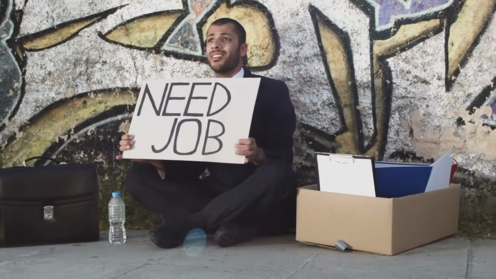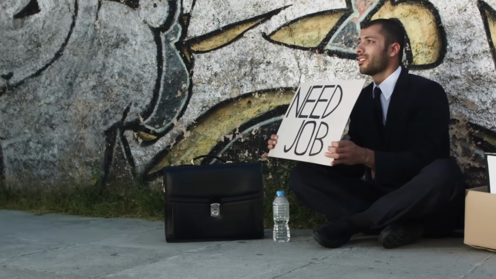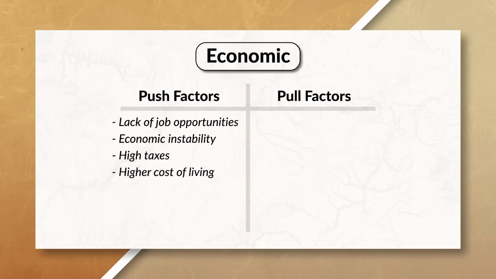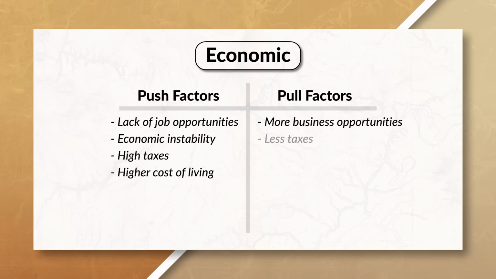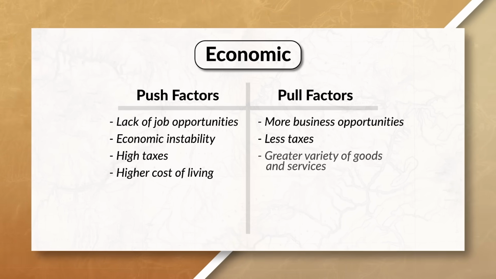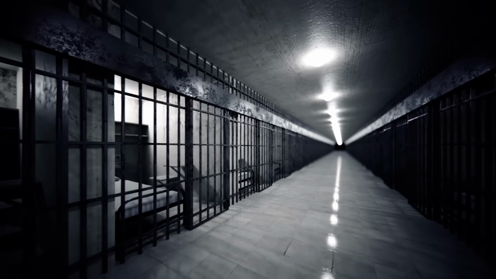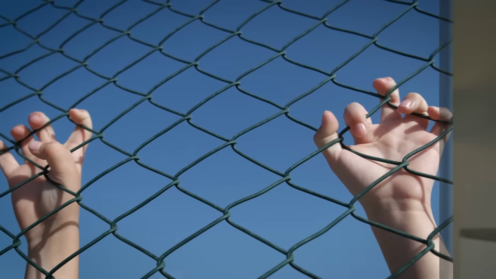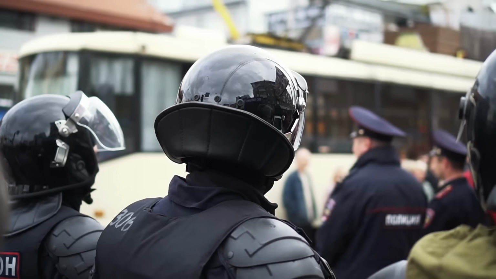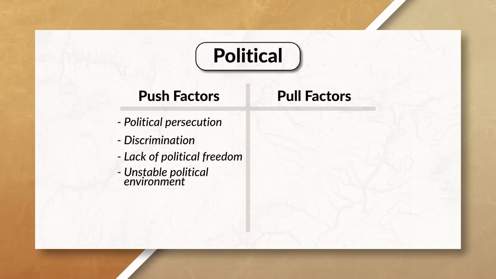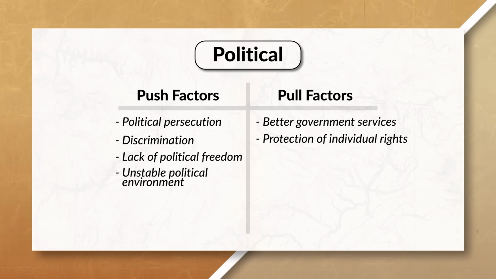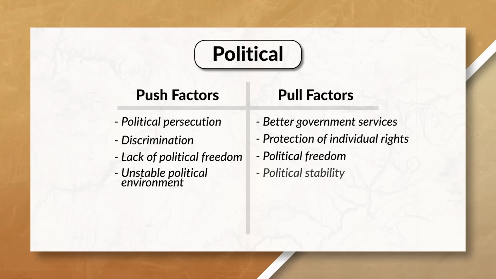Economic push factors, for example, could include a lack of job opportunities in a person's home country, economic instability, high taxes, or a higher cost of living. While economic pull factors could be more business opportunities, lower taxes, or a greater variety of goods and services. Political push factors may include political persecution, discrimination, lack of political freedom, or an unstable political environment. While political pull factors may include better access to government services, protection of individual rights, political freedom, or political stability.